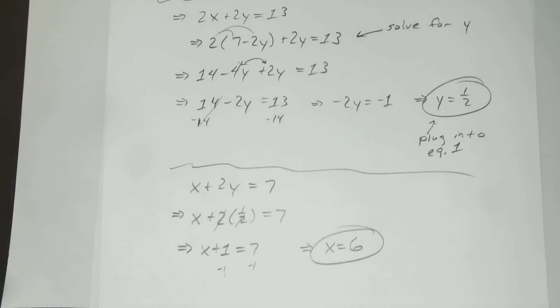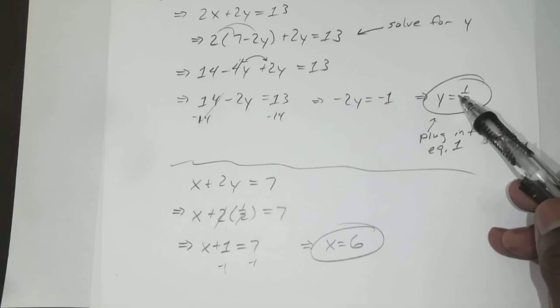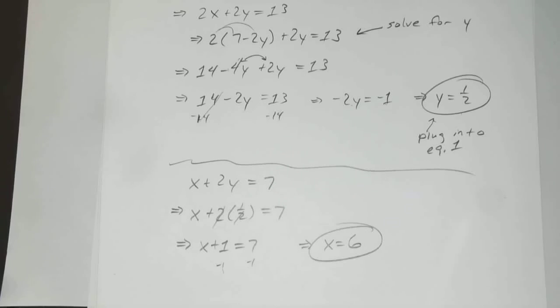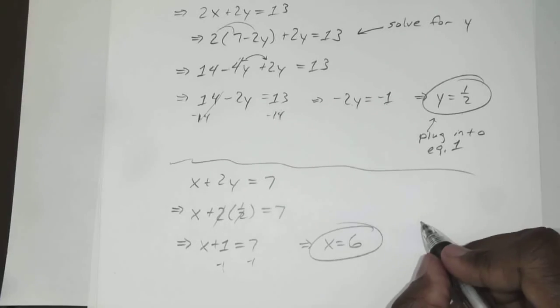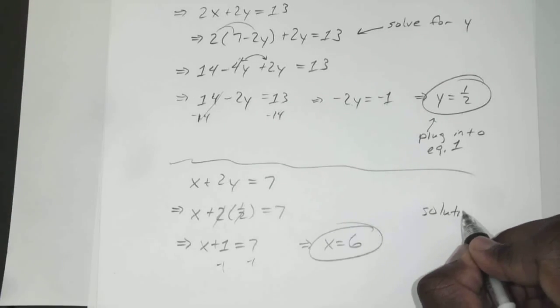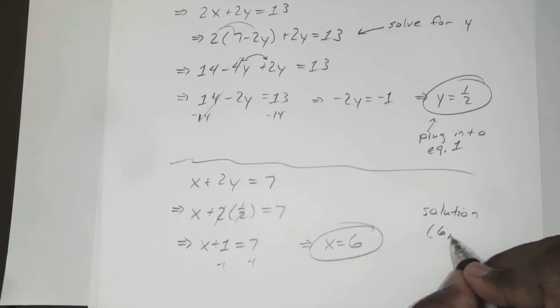Okay, so once you find the pair, that's when you determine which type of system it is. Yep, because this one's consistent because it has a solution. So you know this one's consistent. So your solution is just 6, 1/2.